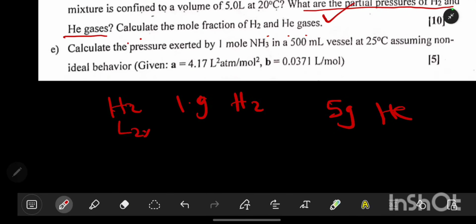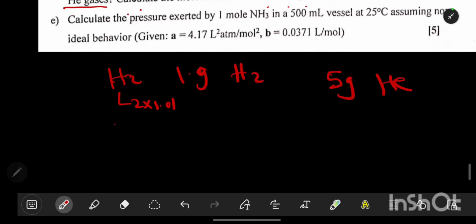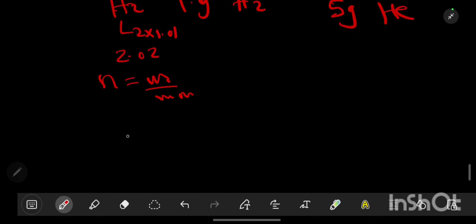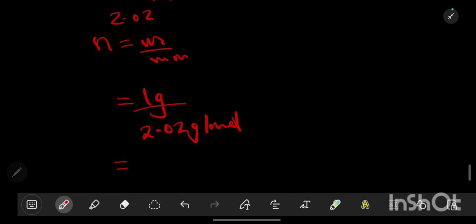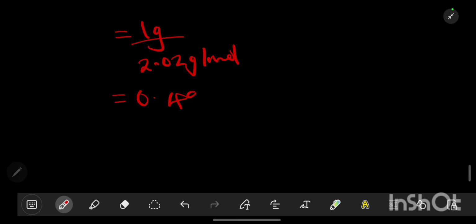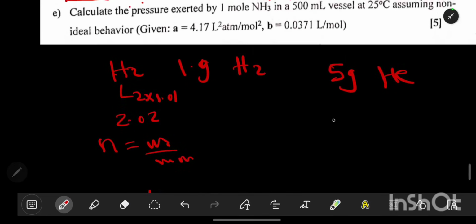So for hydrogen, we have hydrogen gas. The molar mass will be 2 times 1.01, so it will be 2.02. So the number of moles is equal to the mass over the molar mass. What is our mass? We have 1 gram over the molar mass of hydrogen, which we have found to be 2.02 grams per mole. If we divide, we have 1 divided by 2.02. This is going to give us 0.495 moles.